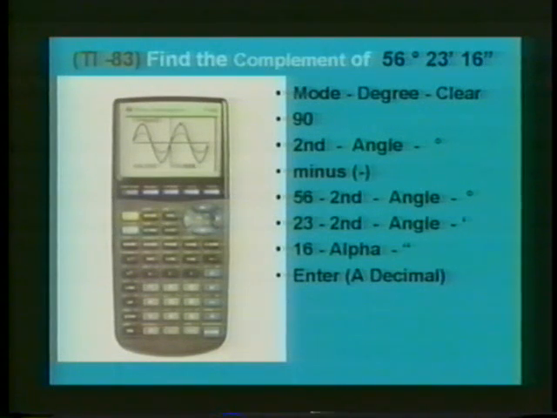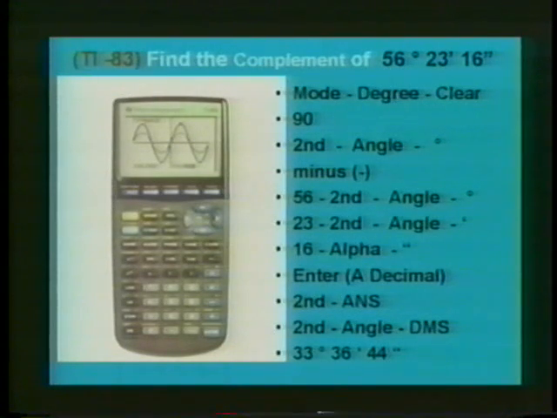Some nightmare. Now, if you want to take that decimal and convert it, just for practice, you can hit second, answer. That saves you from typing it again. And we have to tell it we want degrees, minutes, seconds, DMS. So we hit second, angle, and it gets you into the little catalog where you can see all the different functions. Go down, I think the fourth one down is the DMS. Hit enter, and that puts in the DMS, and then hit enter again, and you get the answer.